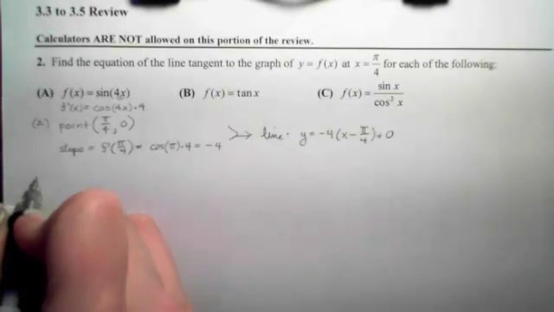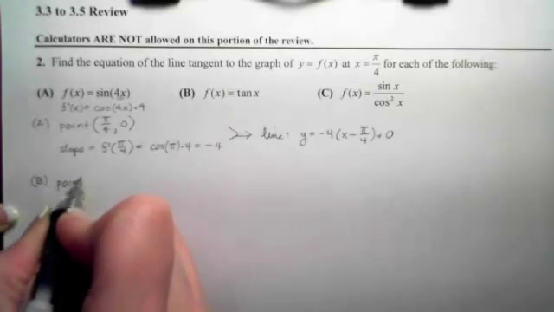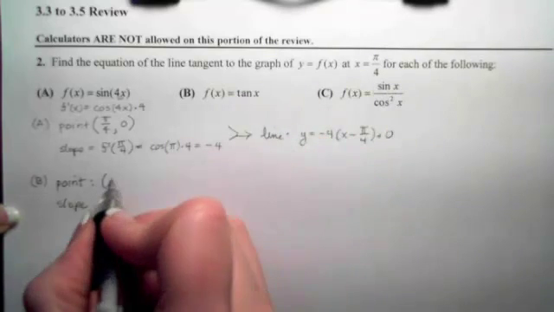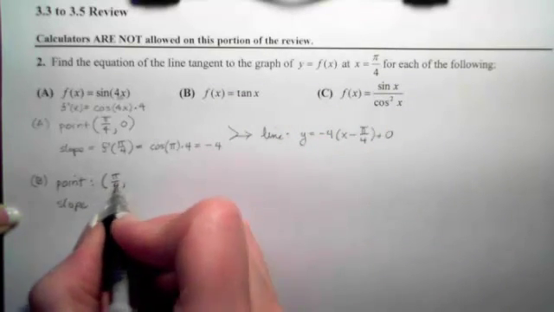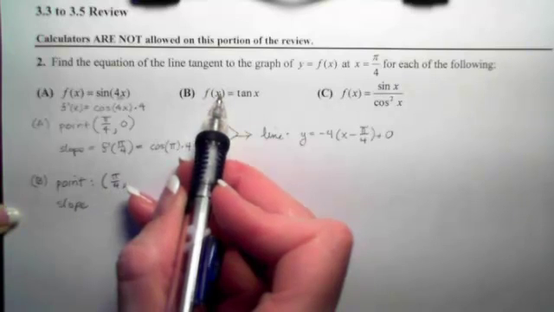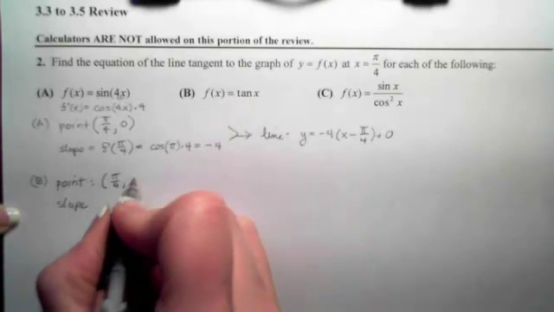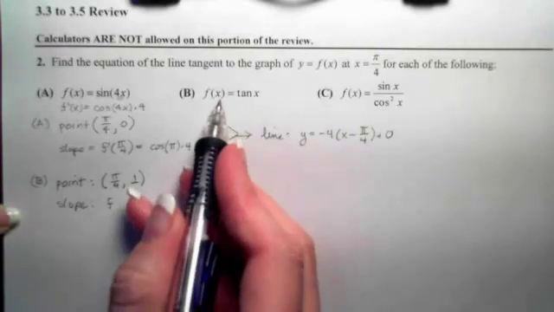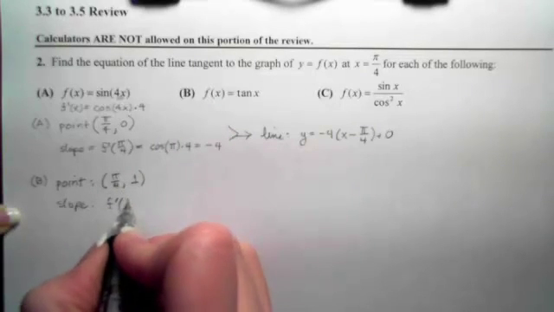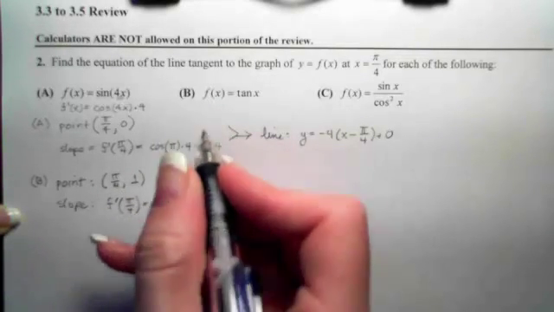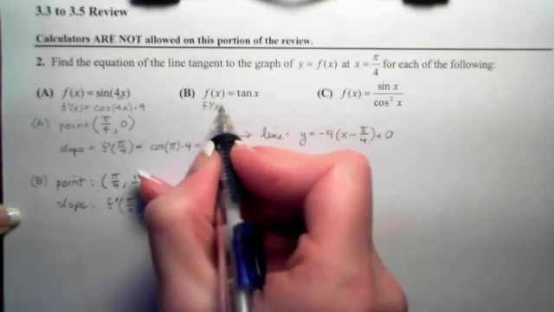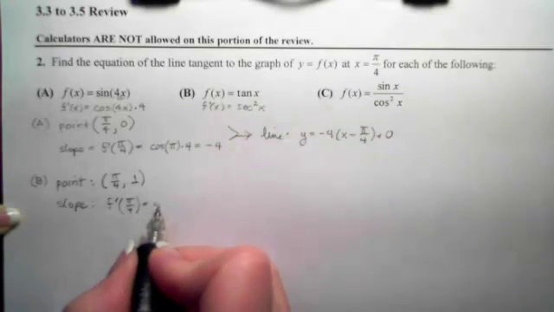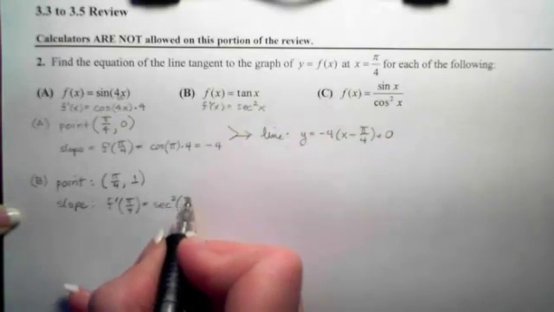If we look at part B, again, it will work the same way. We're writing the equation of a line, so we need a point and we need a slope. The point has an x-coordinate of pi over 4. If I plug pi over 4 into the function to get the y-coordinate, I will have the tangent of pi over 4, which is 1. The slope will be the derivative of this function evaluated at the point of tangency. So that requires that I find the derivative of tangent, which is secant squared of x. So plugging in pi over 4, I'll have this secant squared of pi over 4.